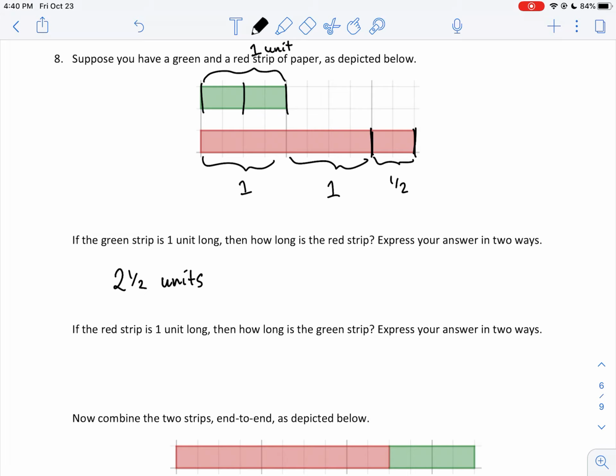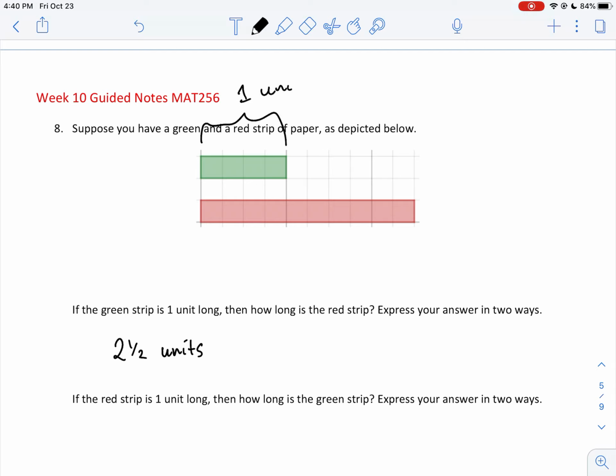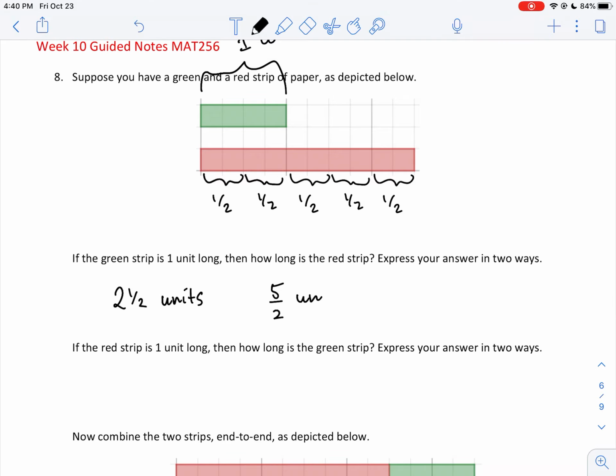How long is the red strip? Okay, 2.5 units, if the green is 1 unit long. Express your answer in 2 ways. So there's a mixed number way. Right? Another way we could do this, let me erase all that. The thing I shouldn't erase is the fact that this represents 1 unit. So I could say that each of these represents a half, and then just count how many of those there are. And you say, okay, I see 5 halves of a unit, so you could say 5 halves units.